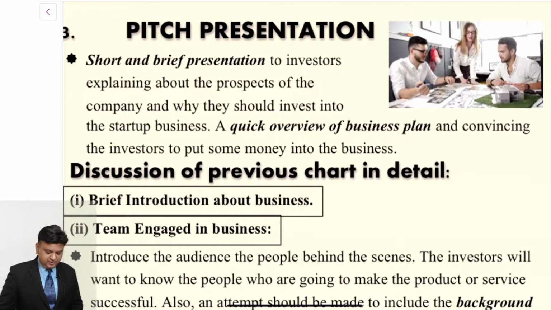A short and brief presentation to the investor explaining the prospects of the company and why they should invest in the startup. A quick overview of the business plan, convincing the investor to put money into the business.